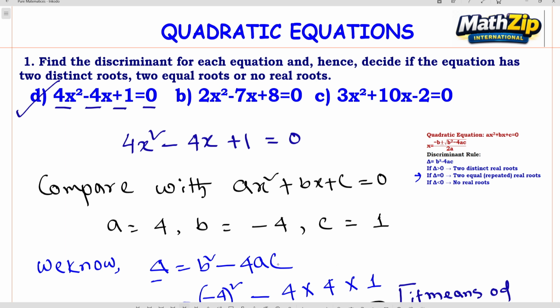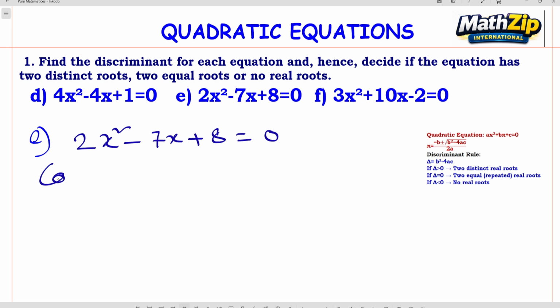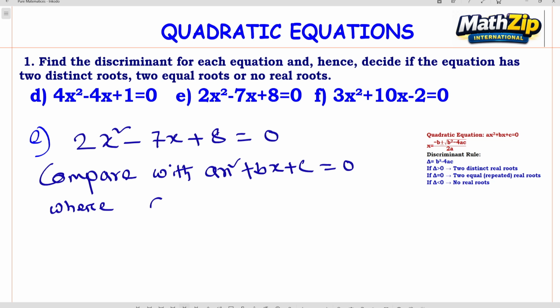Now we will start number E. First we have to compare our quadratic equation, which is number E, 2x² - 7x + 8 = 0, with ax² + bx + c = 0, where a = 2, b = -7, c = 8, right?